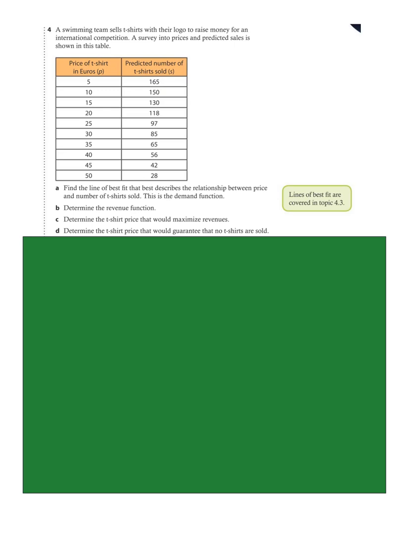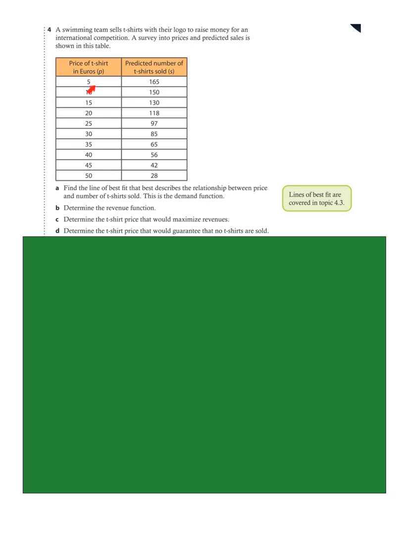Let's have a look at question 4. A swimming team sells t-shirts with their logo to raise money for an international competition. A survey into prices and predicted sales is shown in this table. The price of the t-shirt in euros is P. The predicted number of t-shirts sold is S.